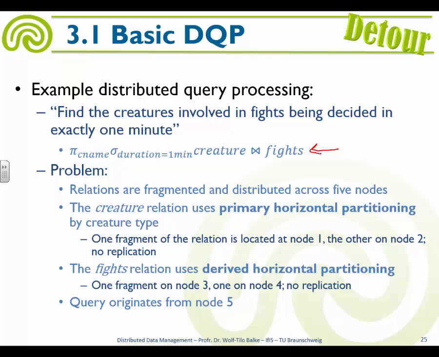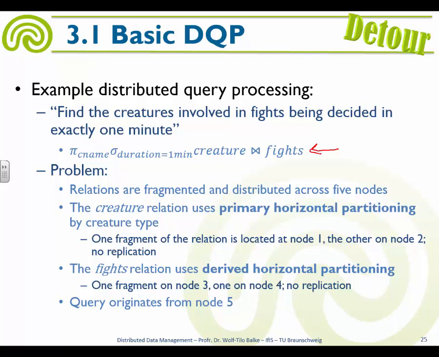So basically a join between creatures and fights, with a selection with the condition that we were given in the query, just 1 minute, the duration of the fights. And then we just do the projection on the names of the creatures. But now let's make the problem a little bit more interesting. Now it is a distributed environment, so let's make the following assumptions.